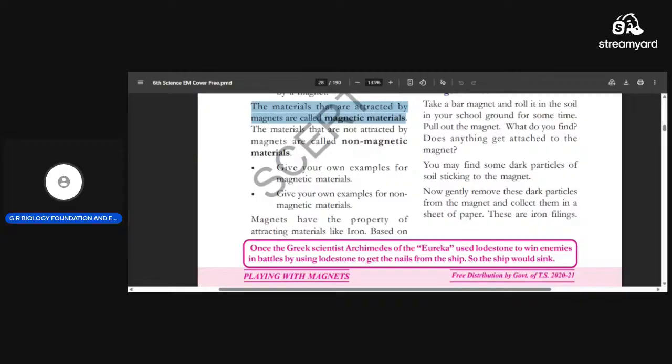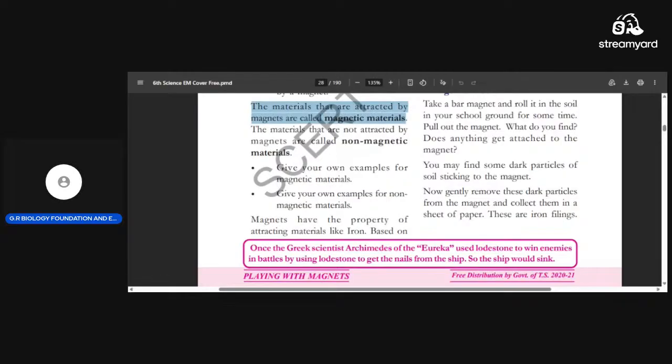For example, iron chair, iron desk. Okay. Window frame. Then the latch for our door. These are all made with iron. These are all magnetic material. Pencil, paper, eraser, plastic chair. These are all non-magnetic material in our house. So remember them. These are examples for magnetic and non-magnetic materials.